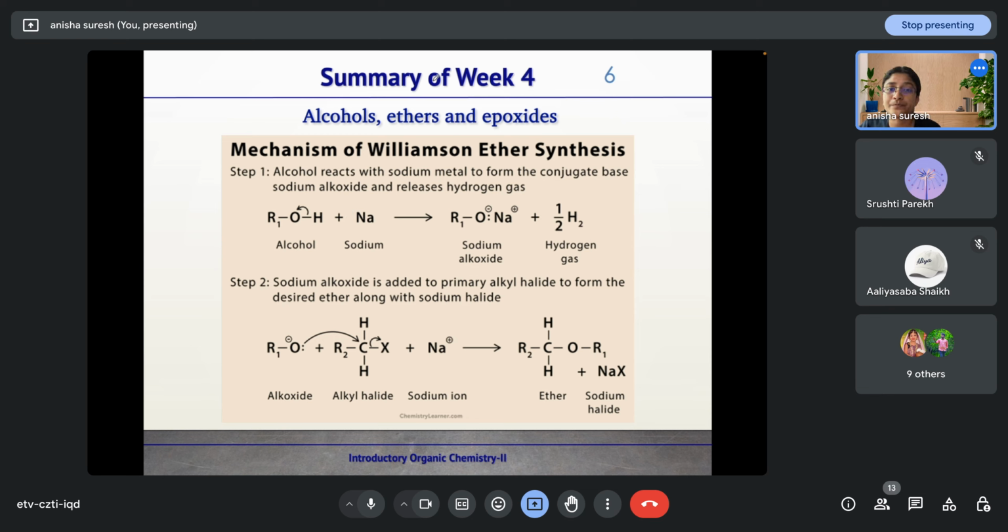Here, in the presence of sodium metal, the alkoxide ion will be formed, and this alkoxide ion will undergo an SN2 type of reaction with alkyl halide, leading to removal of X minus, and an ether will be formed. So this is the mechanism of Williamson ether synthesis.